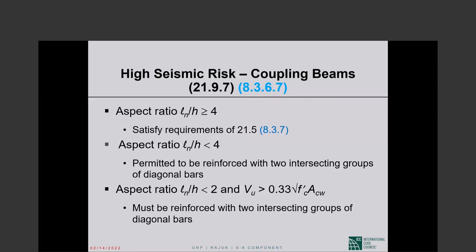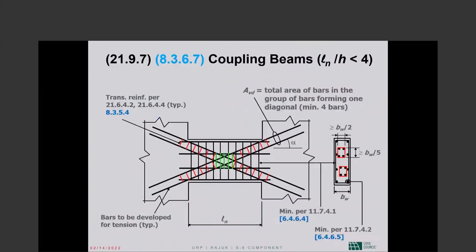If the clear span to depth ratio is smaller than 2, we talked about 4 here, we are now talking about really short and stocky beams. If the clear span to depth ratio is below 2, and at the same time the shear in the coupling beam exceeds 4 square root of f sub c prime, now you shall use diagonal reinforcement in your coupling beams. This is what diagonal reinforcement looks like.